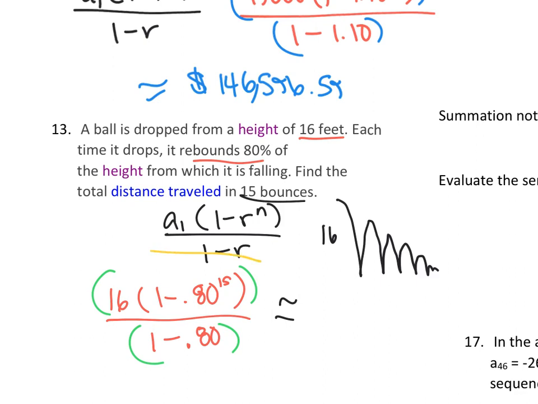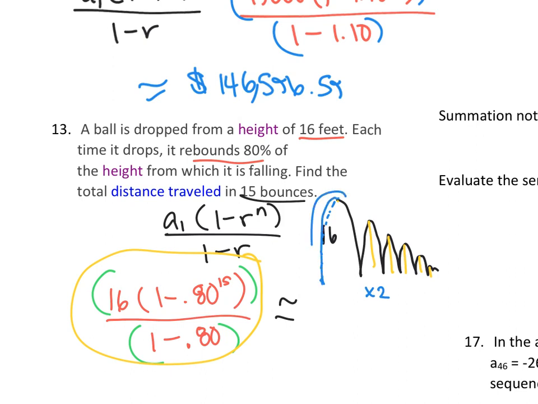So really what I just found by doing this is I found this right here plus this plus this plus this plus this plus this. So I need to double that. So if I double it, I'll get the other side of the first bounce. So I'm going to have to double it and then subtract 16, because I don't want to count the other side of this bounce as well.